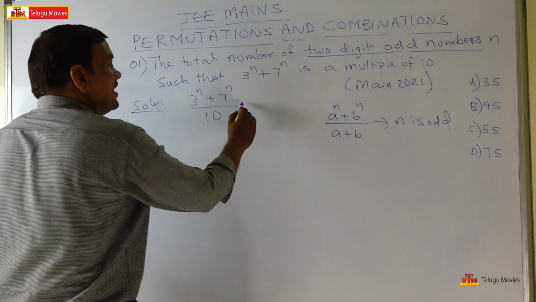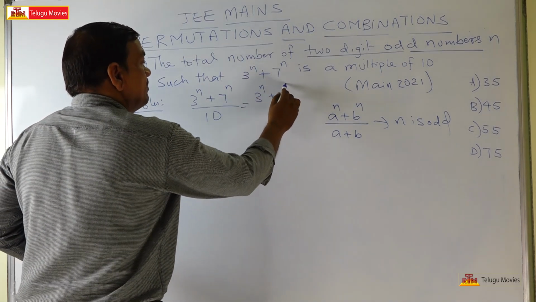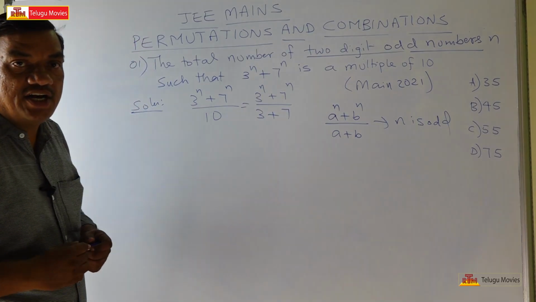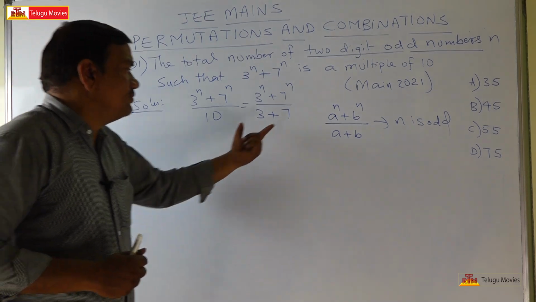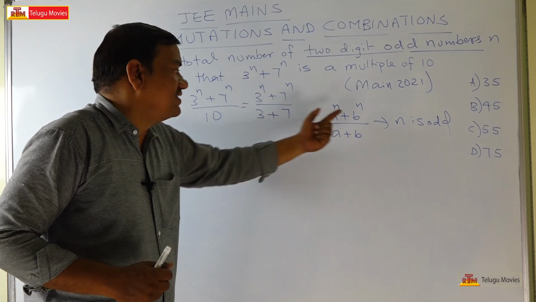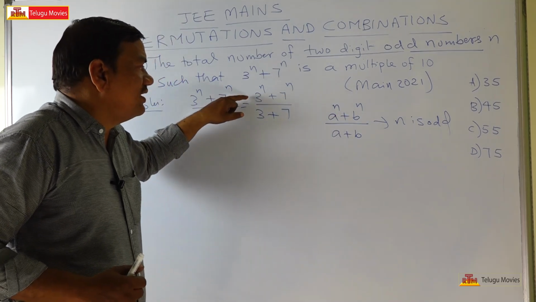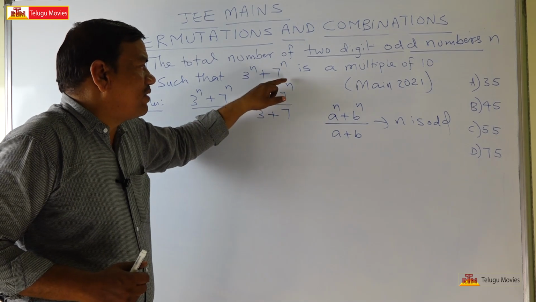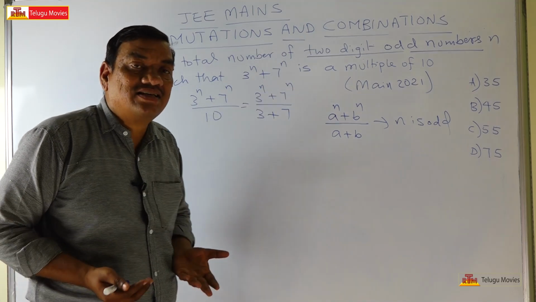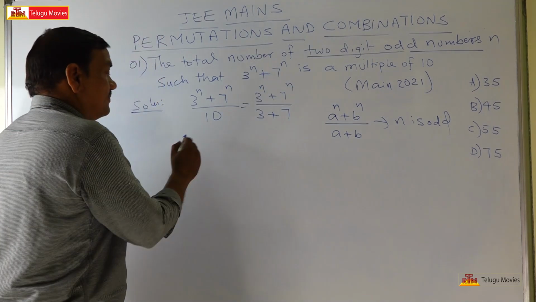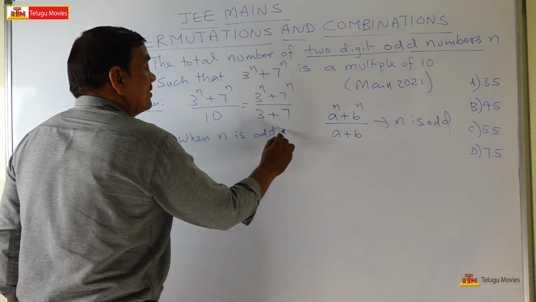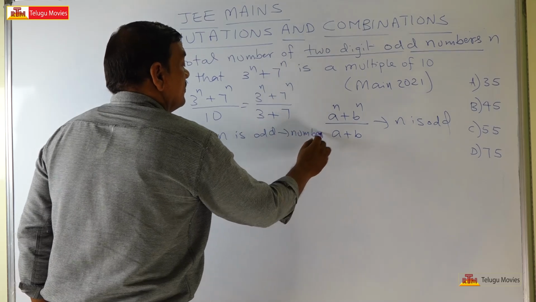Now can I write it as 3 power n plus 7 power n divided by 3 plus 7? Observe that both concepts are the same. In place of a, 3 is there; in place of b, 7 is there. So 3 power n plus 7 power n is divisible by 3 plus 7 when n is an odd number. It is very clear.